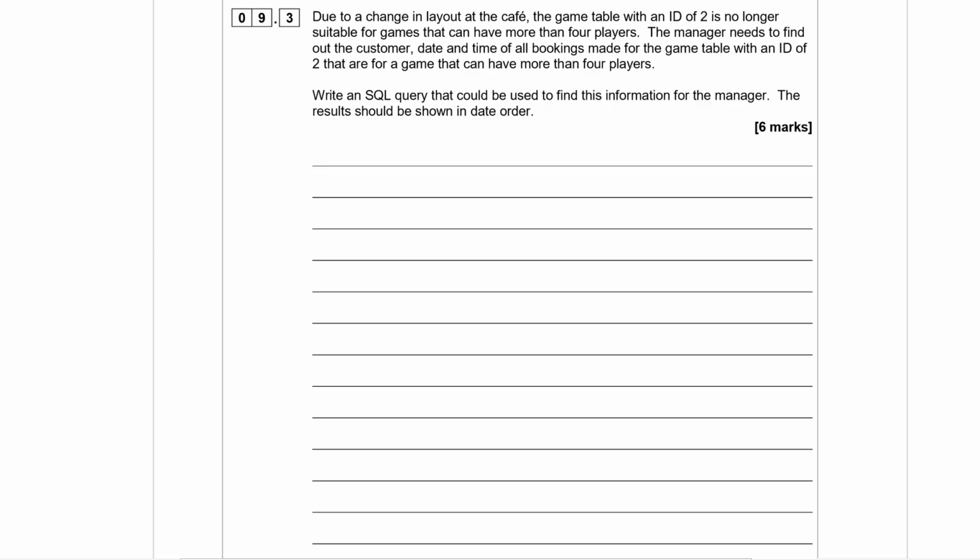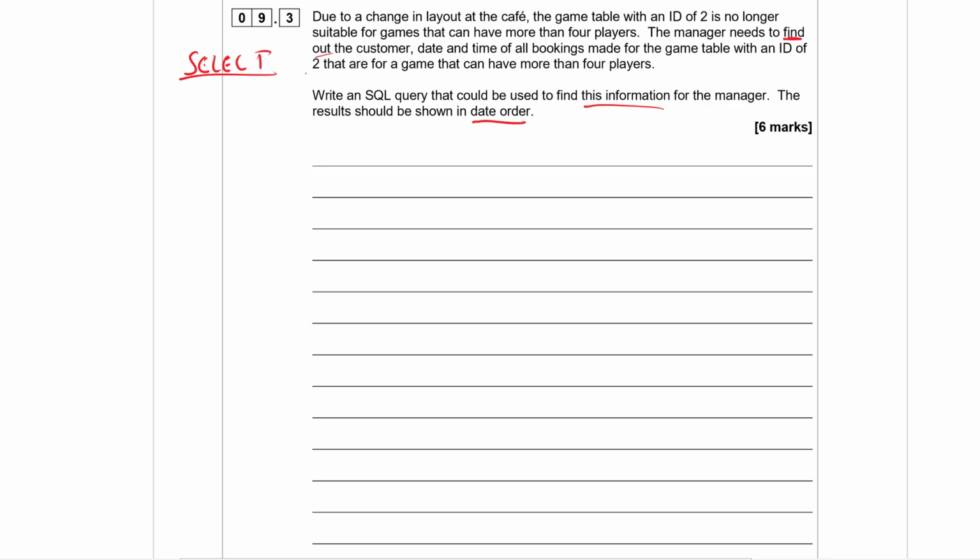Let's break this down a little bit. So, first of all, it does say, write a query that can be used to find this information for the manager. It will be shown in date order. So, we're looking for a select query. Now, let me tell you what told that to me. Well, we're looking for information for them. So, we are retrieving information, which is select, but also things like finding out. If you're finding out information, you are using a select query. You are retrieving data.